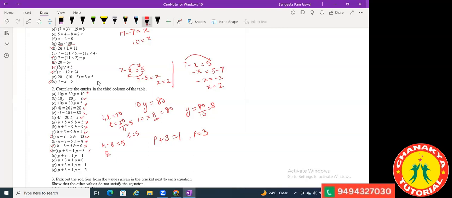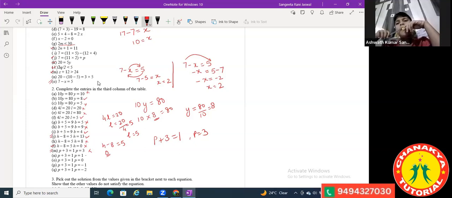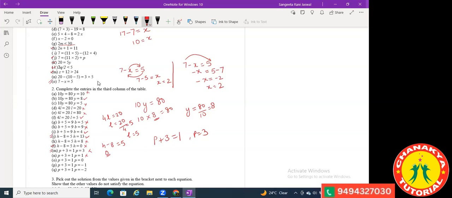Okay, so not satisfactory this. Ashwath, you tell me this one. P plus 3 equals 1, and P is given as 1. Is it satisfactory? No, ma'am. Okay.